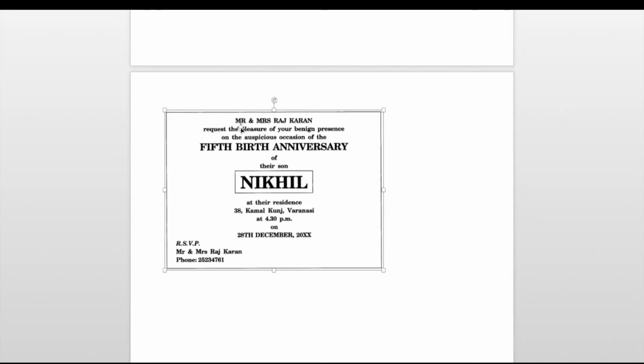So this is Mr. and Mrs. Raj Kiran. They are organizing this event, and what event are they organizing? They are organizing the 5th birthday anniversary, or birth anniversary, of their son Nikhil. Where are they organizing it? They are organizing it at their residence, 38 Kamal Kunj, Varanasi.